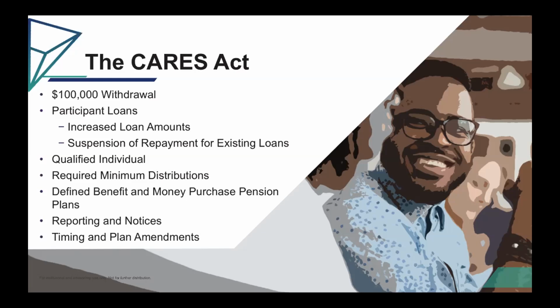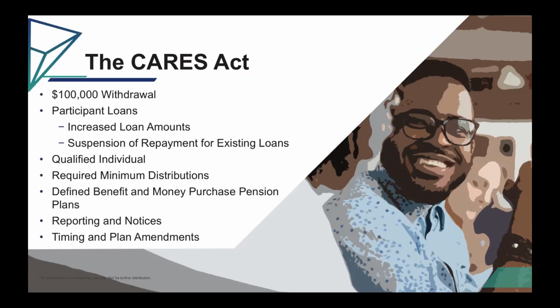And a qualified individual is essentially an individual that's either diagnosed with COVID-19, whose spouse or beneficiary is diagnosed with COVID-19, or who experiences adverse financial consequences due to furlough, quarantine, layoff, reduction in hours, and inability to work due to lack of childcare due to COVID-19, or the closing of a business or a reduction of hours by an individual due to COVID-19, or, and here's the catch-all, factors determined by the Secretary of Treasury. So that can still be expanded upon.